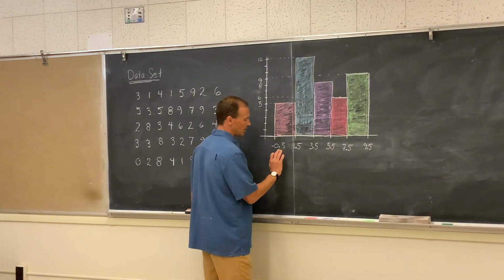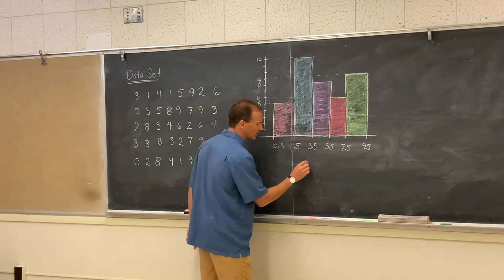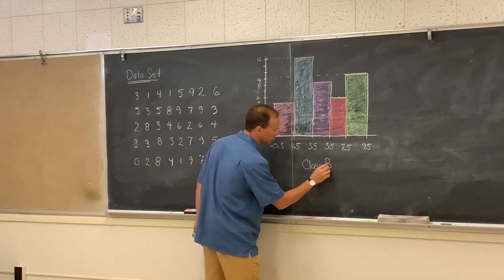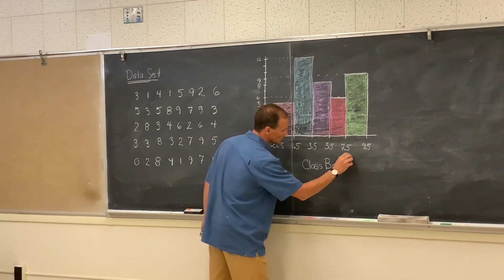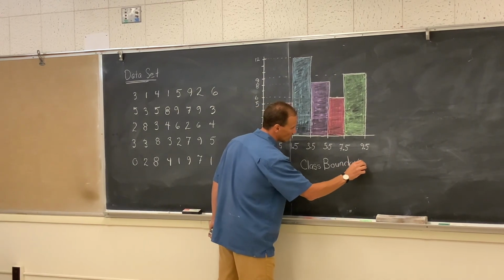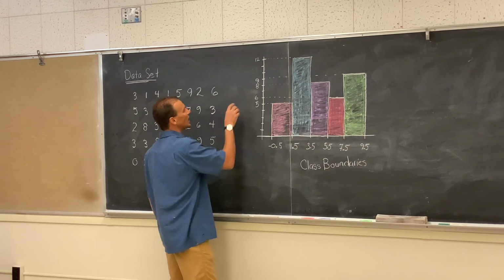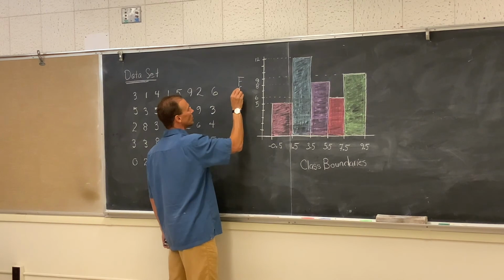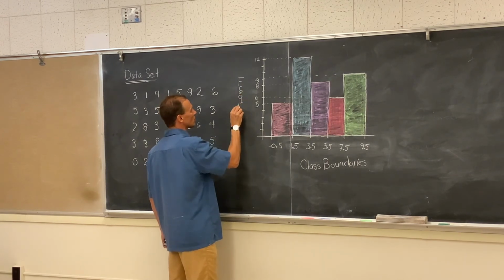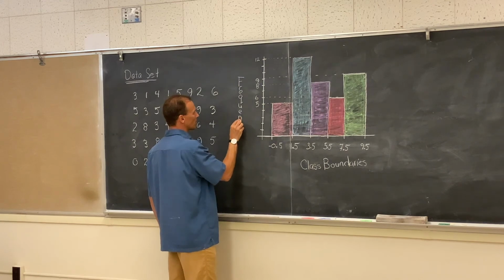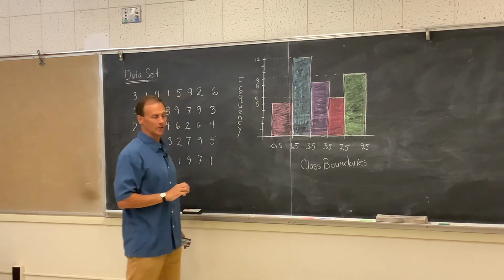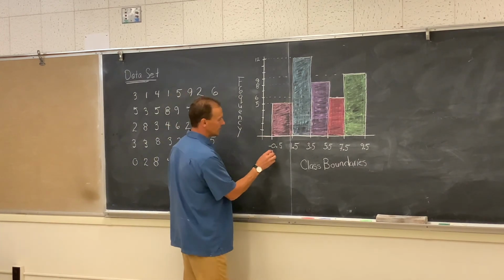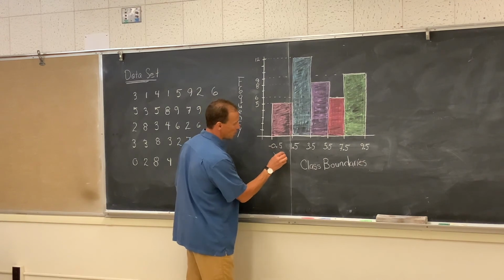We said that our horizontal axis, we called these the class boundaries, and our vertical scale was the frequency. We'll write it this way. That was our frequency.